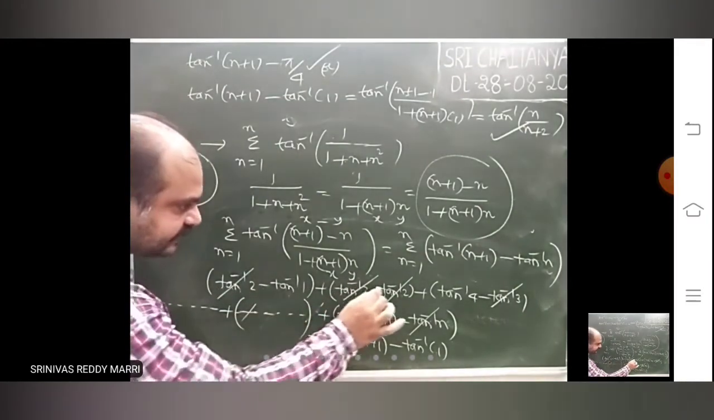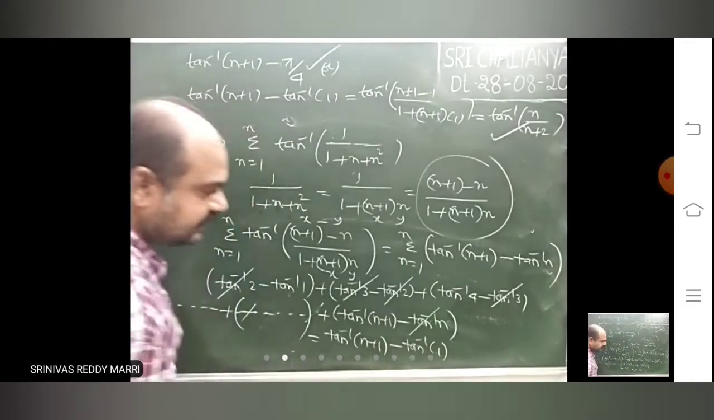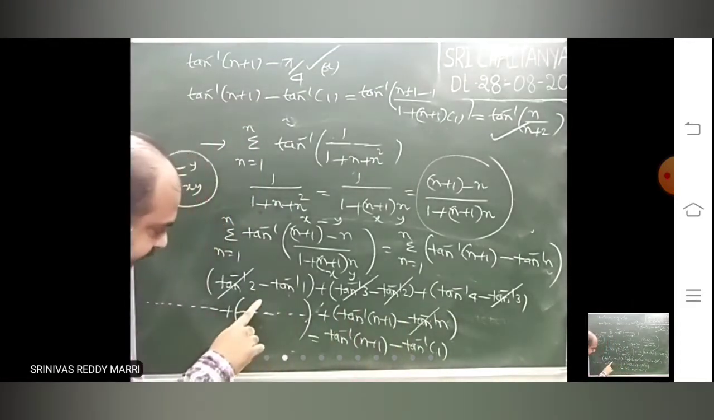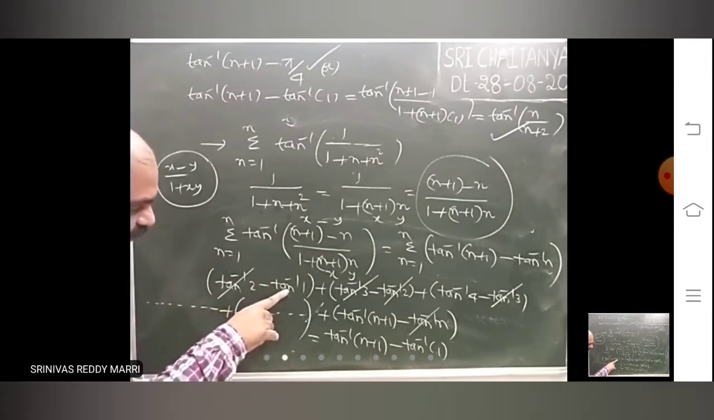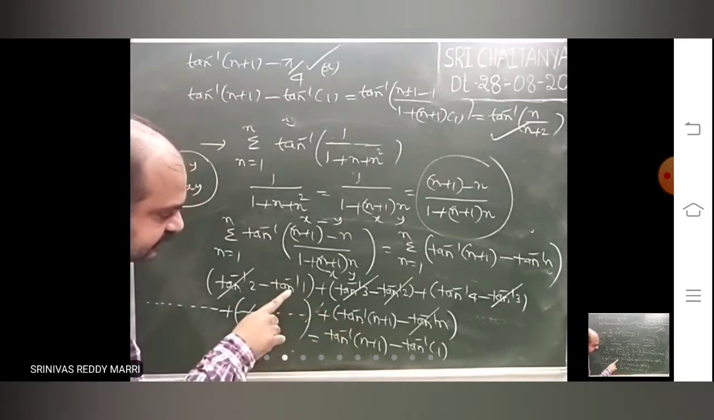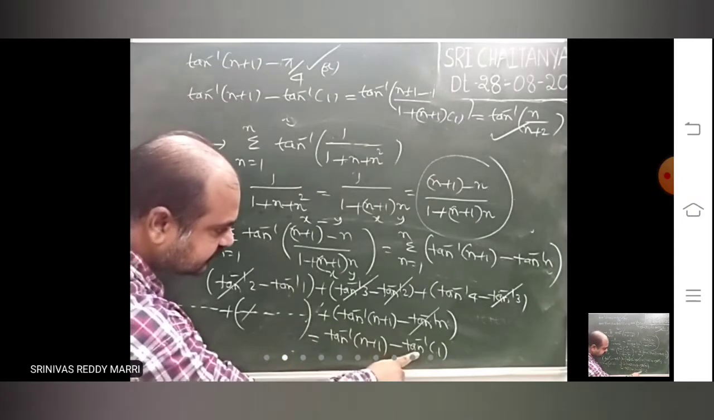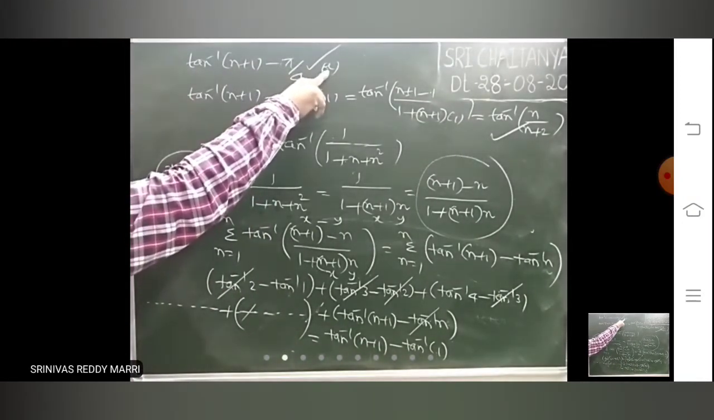These terms will all get cancelled, this with this with this. That means this minus term will be getting cancelled with this one. Only in the first bracket the second term, minus 1, and in the last bracket, plus 1 will be remaining. So the answer is this minus this. The answer will be in this form, or you can simplify.